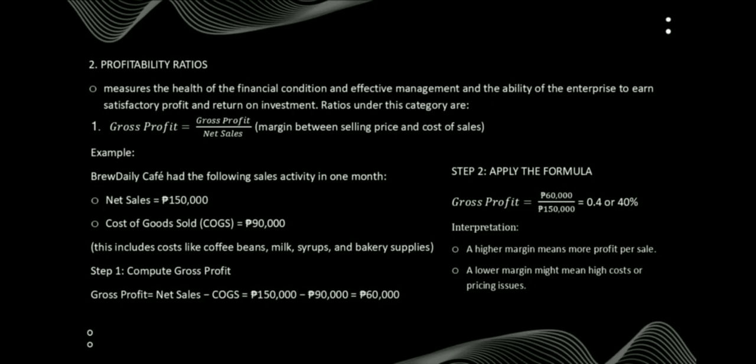A higher margin means more profit per sale, and a lower margin might mean high cost or pricing issues. This means that for every 1 peso earned from Brewed Daily Cafe, they keep 0.4 gross profit before deducting other expenses.